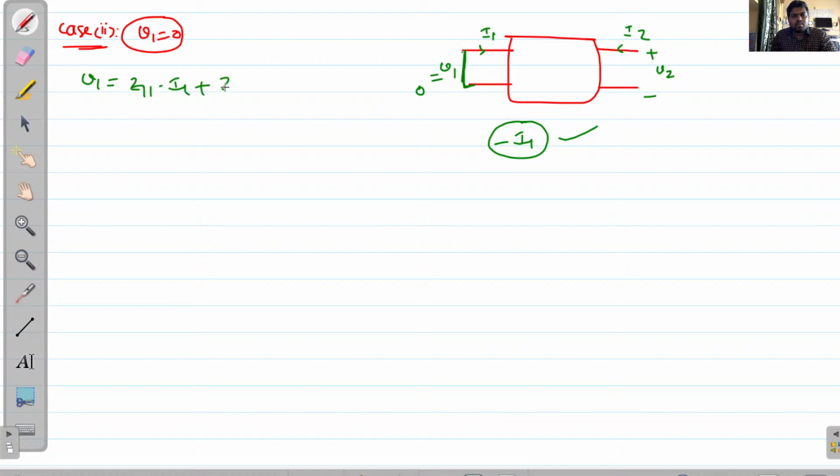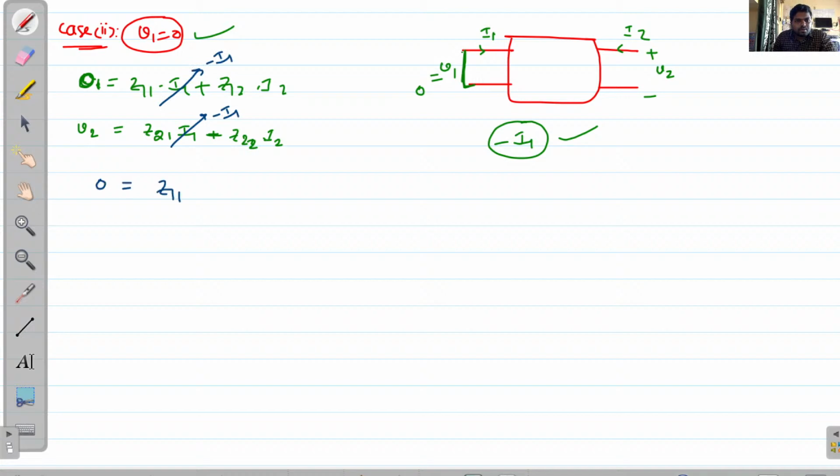Z11 into I1 plus Z12 into I2, but according to our condition, V1 should be 0. That means this will make it 0. Now V2 equals what? Z21 into I1 plus Z22 into I2, but this I1 should be replaced with minus I1. Now you will get 0 equals minus Z11 I1 plus Z12 I2, and V2 equals minus Z21 I1 plus Z22 I2. These are the expressions.